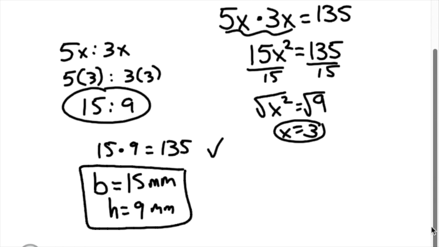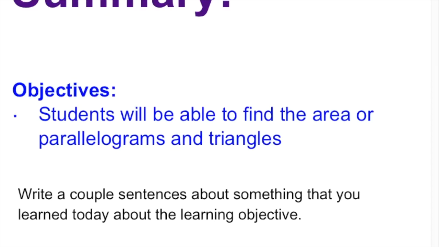So if you get problems like that, try to add x's to the ratio and see if you can figure out in the end what the base and the height would need to be. That wraps up 10-1. So that's just parallelograms and triangles. This entire chapter is about a whole bunch of different types of shapes and how we would find their area.